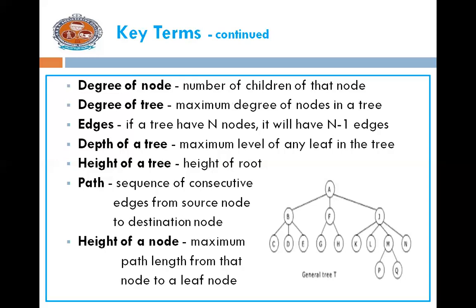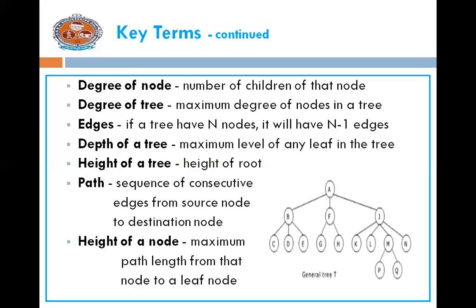Like that. The next one is the degree of a tree. It is the maximum degree of nodes in a tree. In this example, the tree degree is 4, that is the degree of the node J, because it has 4 children.